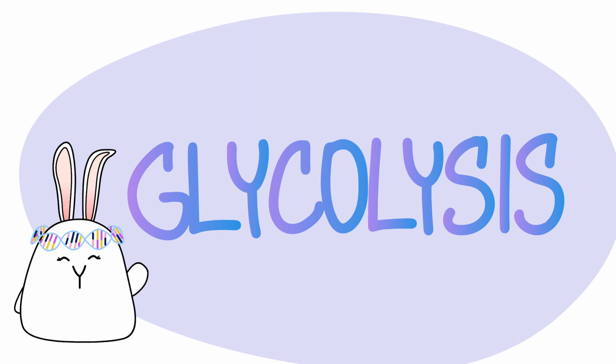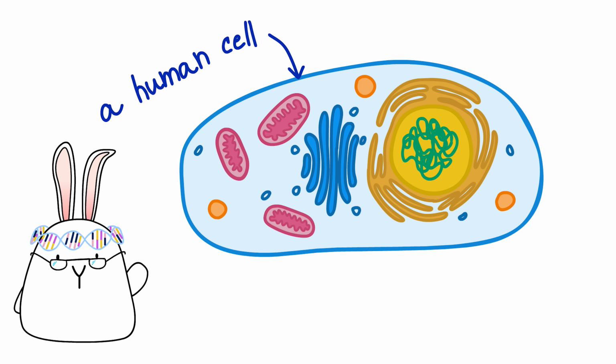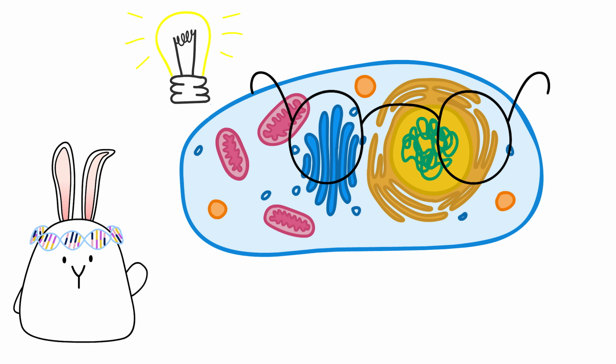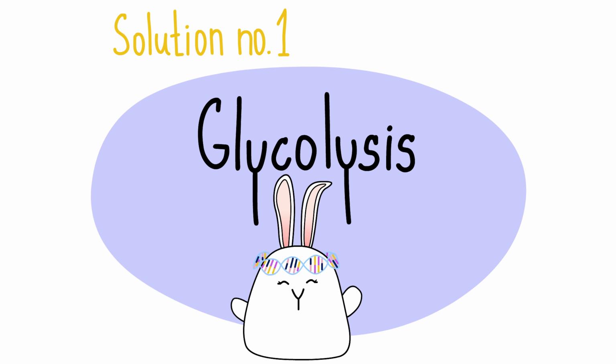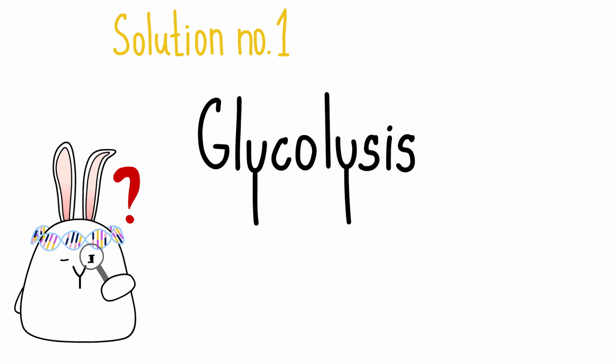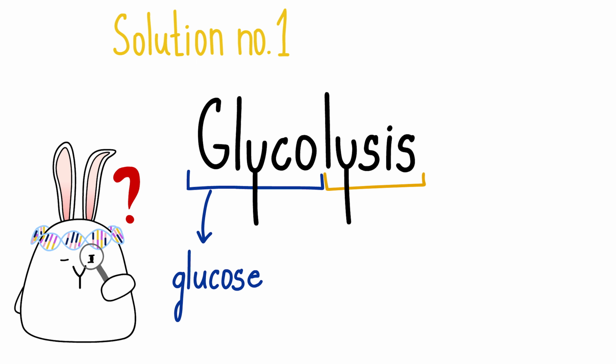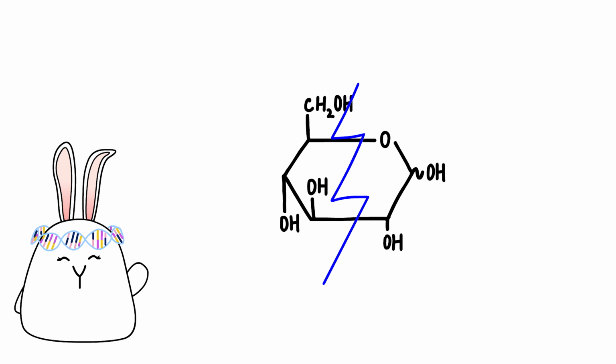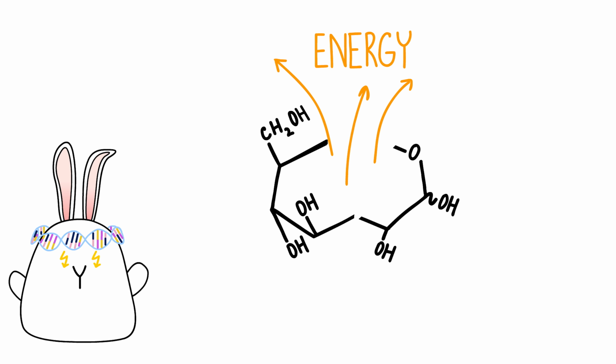Today I'd like to introduce you to glycolysis. This right here is a human cell. To function properly, it needs energy. Unfortunately, taking a nap is not an option for cells. But they are smart, and they came up with a few options of getting that energy, glycolysis being one of them. The word itself tells us what's going to happen. Glyco is referring to a glucose molecule, and lysis means the breakdown of. As the body breaks down glucose, it gains energy.